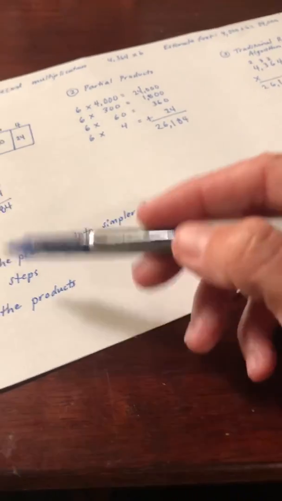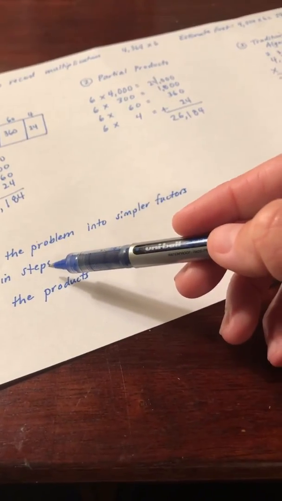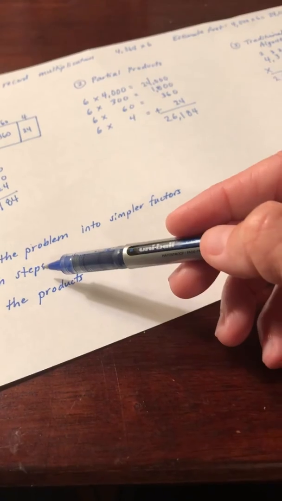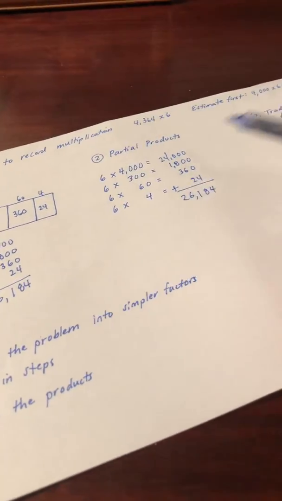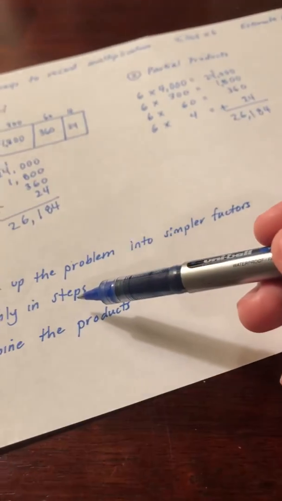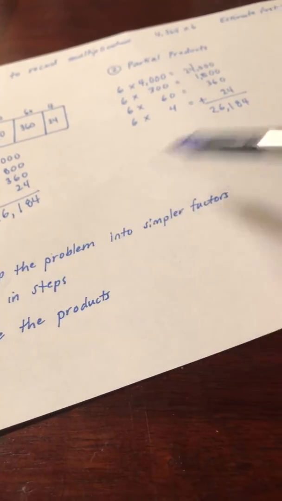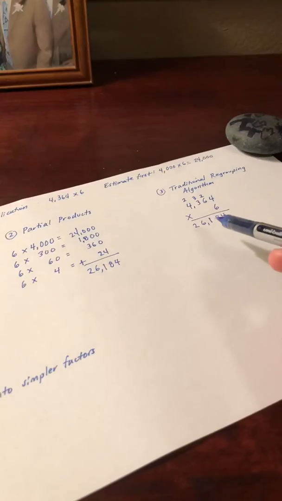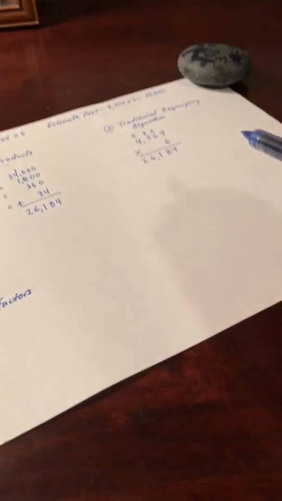So once you break up that number, then we're multiplying in steps. We're going to take those products, whether they're whole values like this or whether they're just digits put in a place value. Still just multiplying, and in the end we're just going to combine them, whether we're adding them or whether we're combining them in place values.